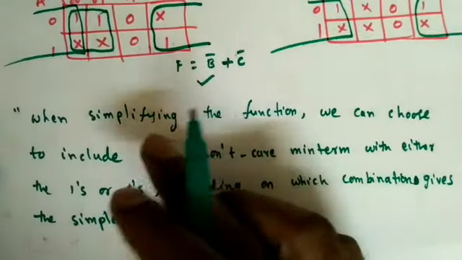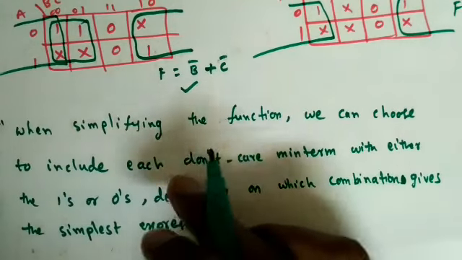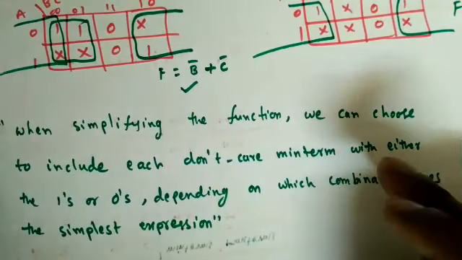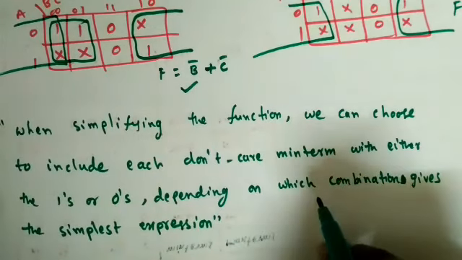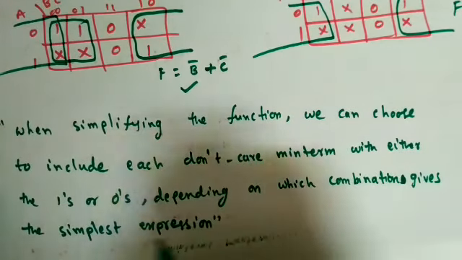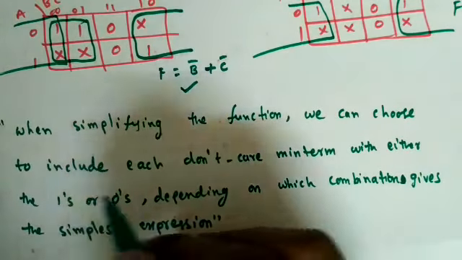See, when simplifying the function, we can choose to include each don't care min term with either the ones or zeros, depending on which combination gives the simplest expression. So whichever combination gives the simplest expression, then only we will assume this x is equal to 1 or 0.